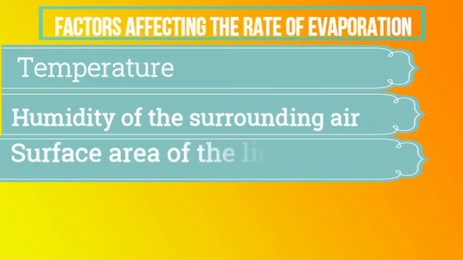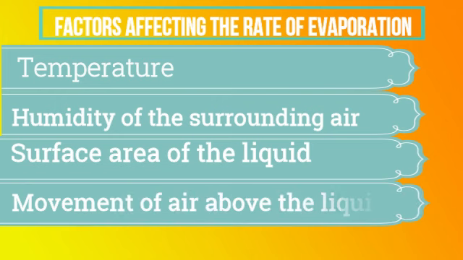Next is the surface area of the liquid. Evaporation only takes place at the surface. Increasing the surface area means more molecules can escape to the atmosphere, thus increasing the rate of evaporation. Next is the movement of air above the liquid. Blowing air on the surface of the liquid immediately removes evaporating molecules as soon as they escape. This increases the rate of evaporation.